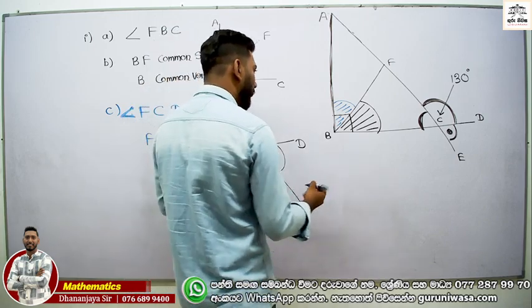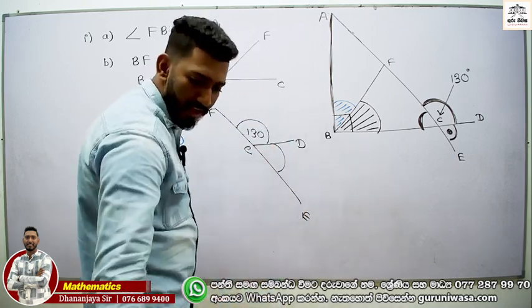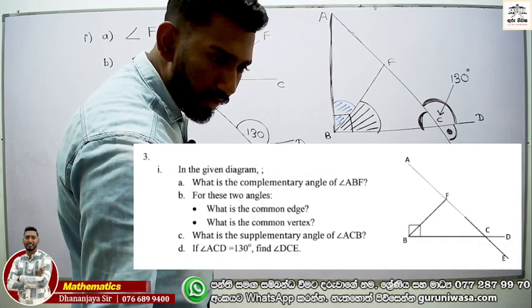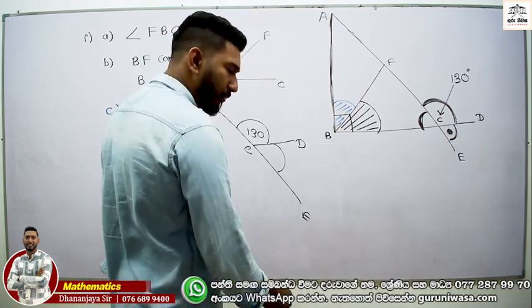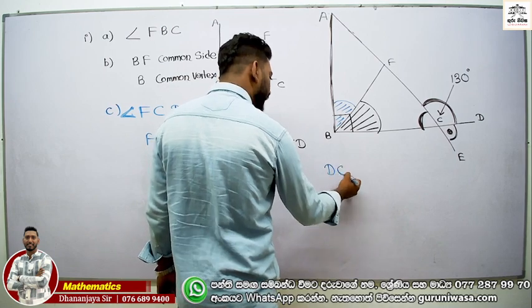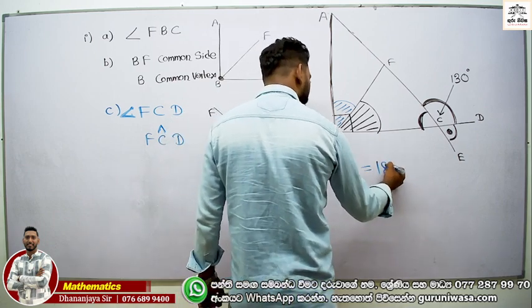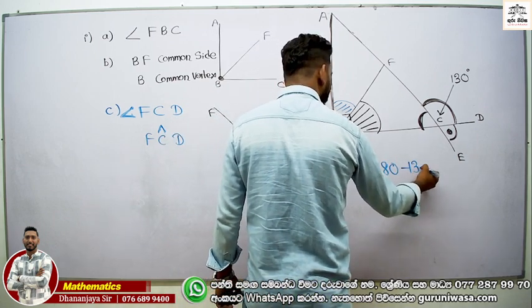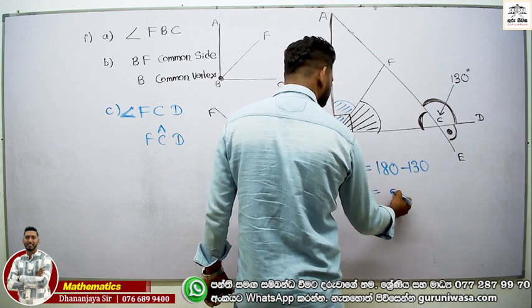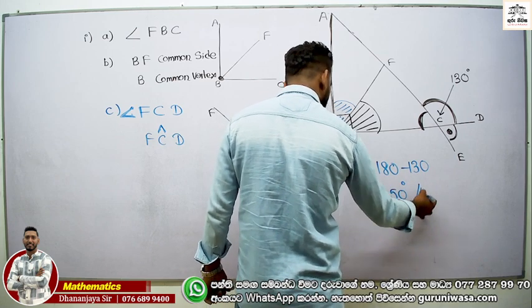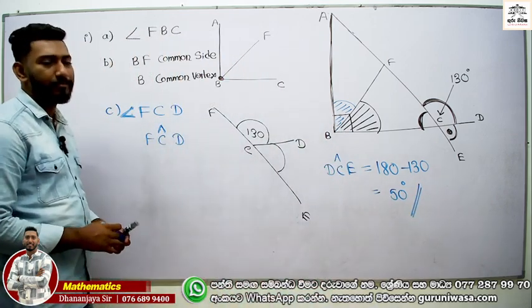Let's write it neatly. Who asked us for it? Angle DCE. Look at how I write it, son. Angle DCE equals 180 minus 130. Then the answer is 50 degrees. Well done. Yes, it is 50.